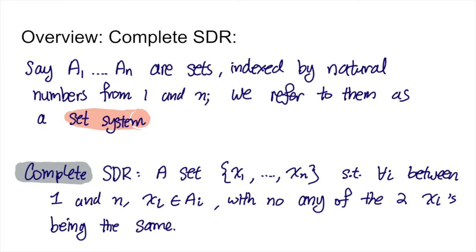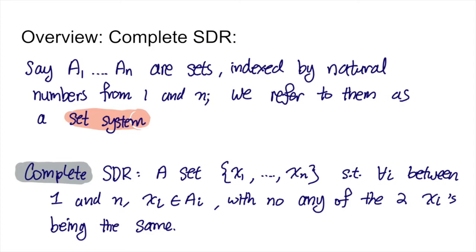So here are some definitions. I will first define a set system. Let's say sets A1 all the way to An are indexed by natural numbers from 1 to n. We will refer to them as a set system.